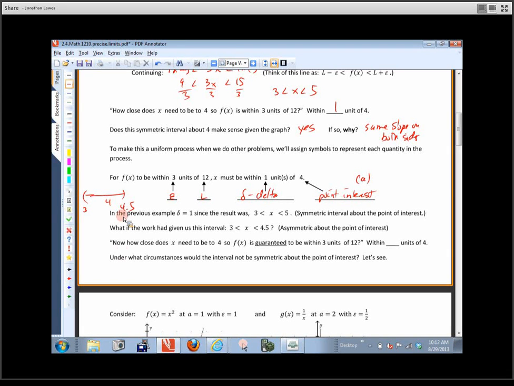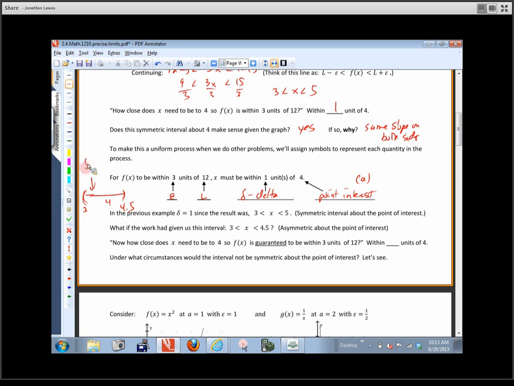But now, how close does x have to be to 4 so that it's within 3 units of 12? If we want to guarantee that the function values we get are within 3 units, I can go 1 unit down or I can go half a unit up. But I want to make a statement. I want to say how far I can go in either direction. It doesn't matter which direction you go, I can guarantee you you're still going to be within 3 units of the function value. Half a unit.